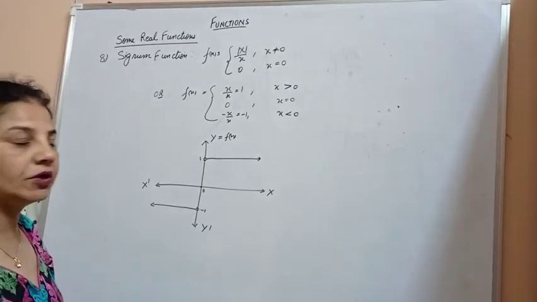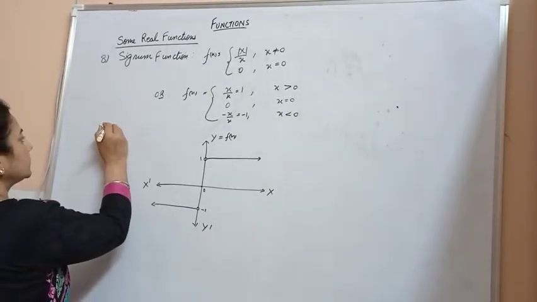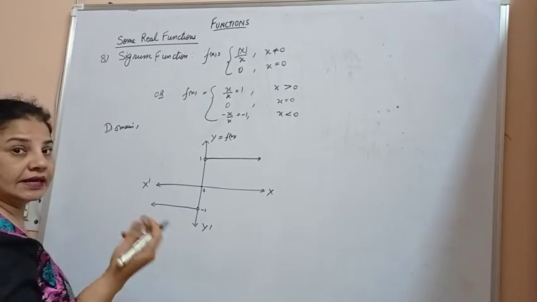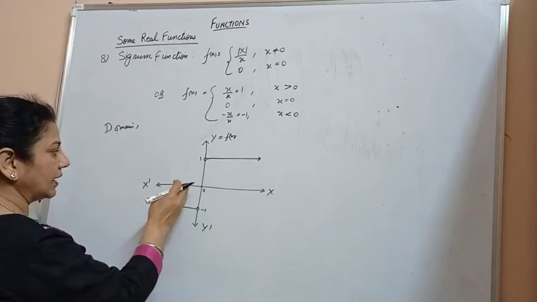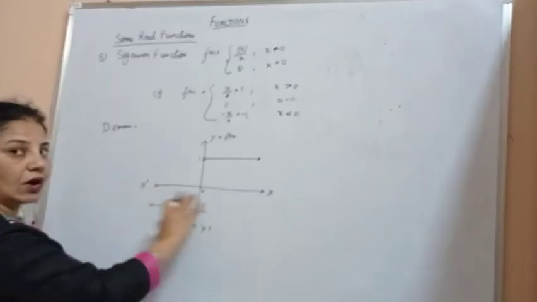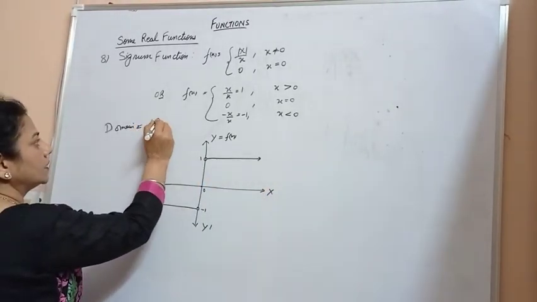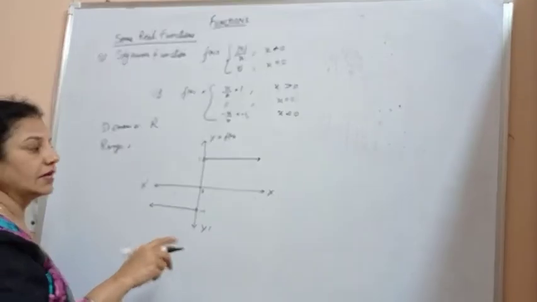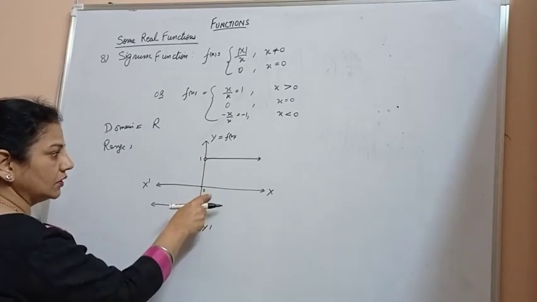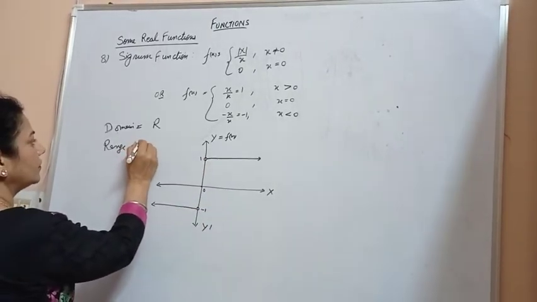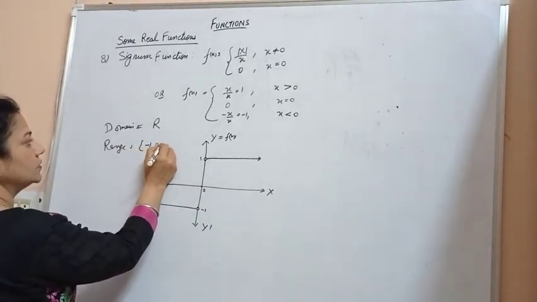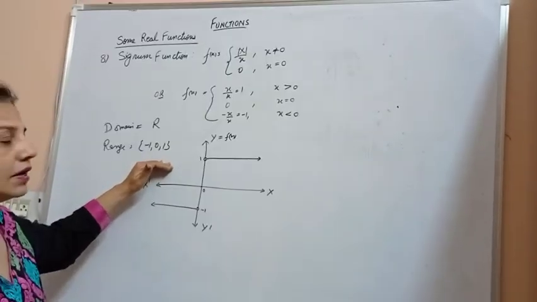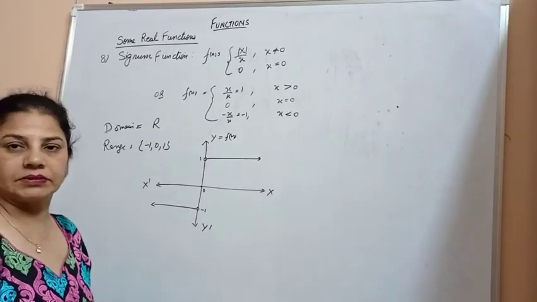When we talk about the domain of this signum function, x can take any value: 1, 2, 3, 4, 5, minus 1, minus 2, minus 3, 0, all values. So the domain is the real numbers. The range is the value of f(x), which is 1, 0 and minus 1. So the range of the signum function is minus 1, 0, 1, and the domain is the real numbers.